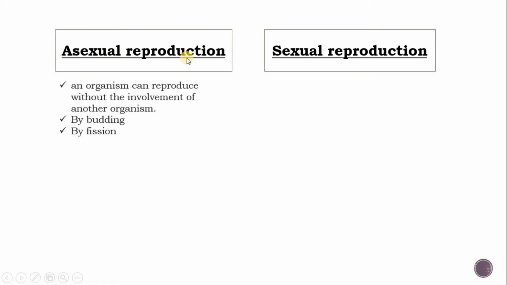Now what is asexual reproduction? Asexual reproduction is reproduction in which an organism can reproduce without the involvement of another organism. One organism reproduces by itself without the involvement of another organism. Budding or fission are the most known examples of asexual reproduction.